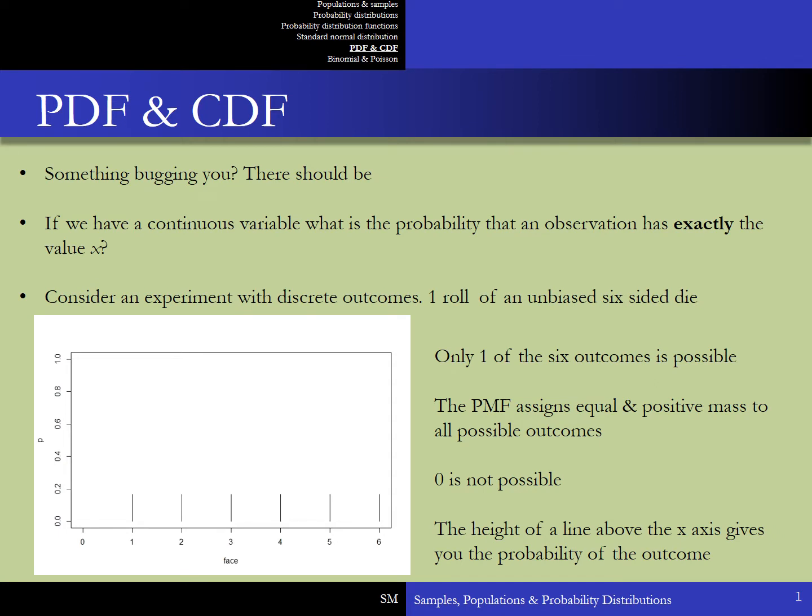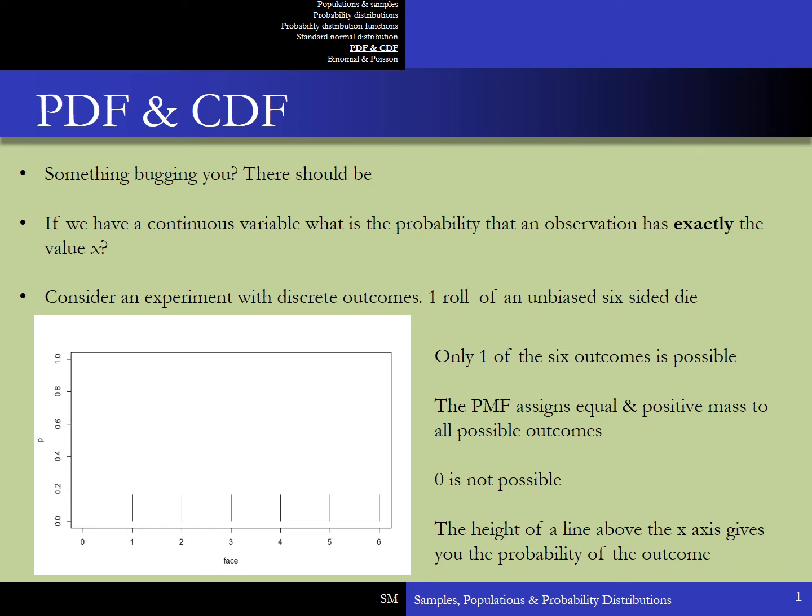Now, I want to approach this question by taking a step back. So we're going to look at it rather obliquely, as it were. First of all, rather than consider the continuous case, let's think for a moment about the discrete case. Consider an experiment with discrete outcomes, for example, one roll of an unbiased six-sided die. Clearly, only one of the 6 outcomes is possible.